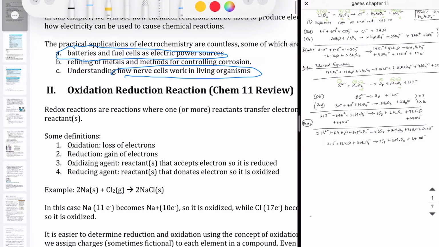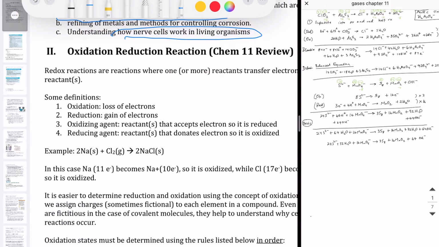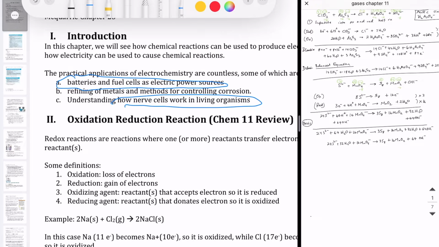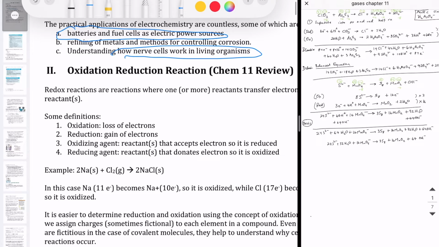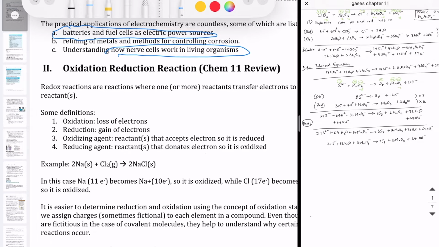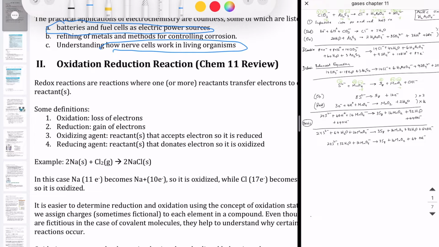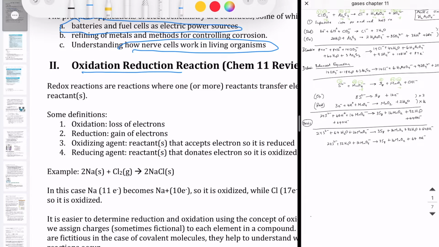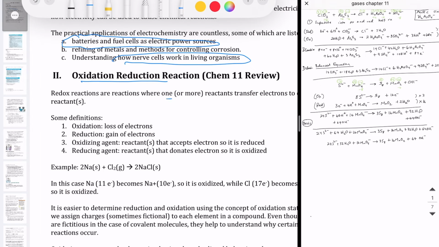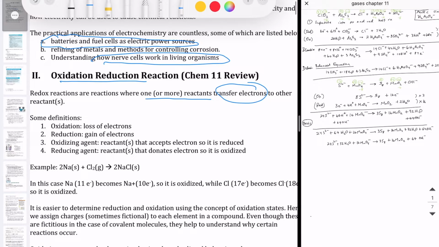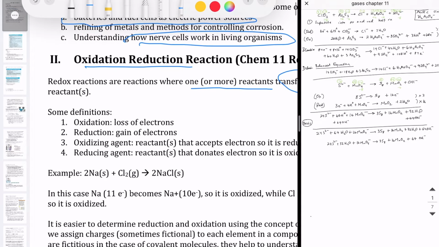So there are a lot of applications there beyond just the theoretical understanding of electrochemistry that we'll discuss in this chapter. Now, in order for us to understand electrochemistry, the key concept to understand first is how electrons are passed around between chemical substances, between your reactants. To do that, we're going to need to review a little bit the concept of oxidation reduction reaction, or redox reaction, from General Chemistry 1. Redox reactions, as you remember, are reactions where one or more reactants are transferring electrons to another reactant or reactants. And there are some definitions that you need to keep in mind.